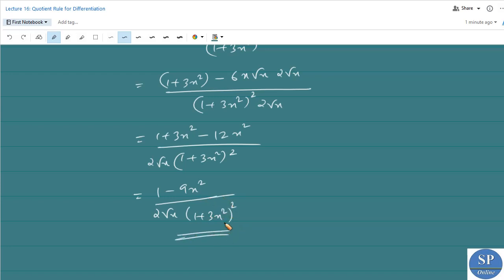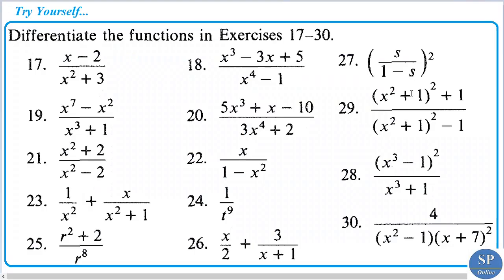This will be the required derivative. Now you can try to differentiate these functions by yourself.